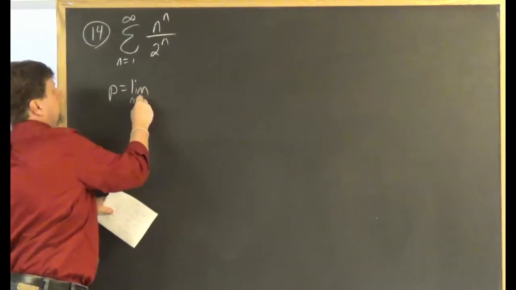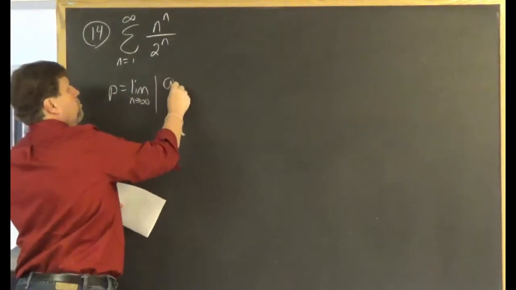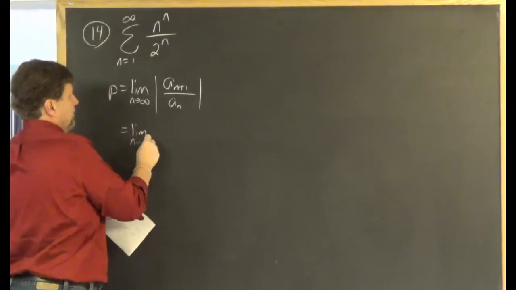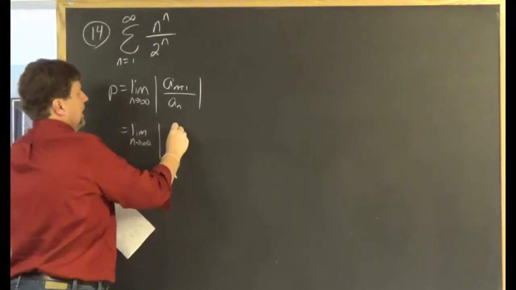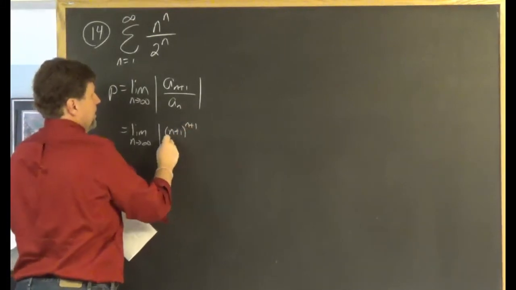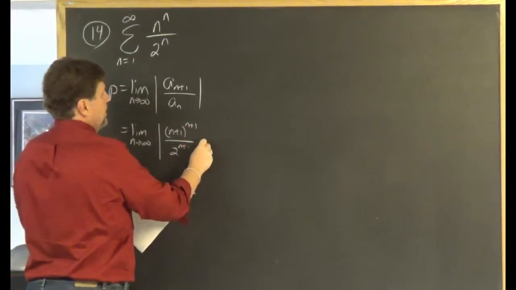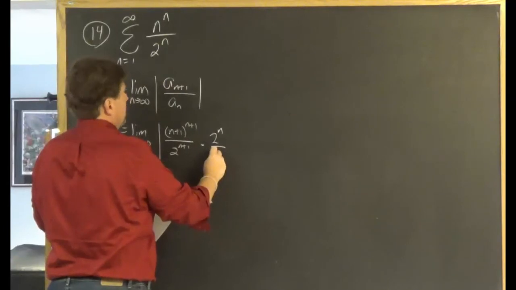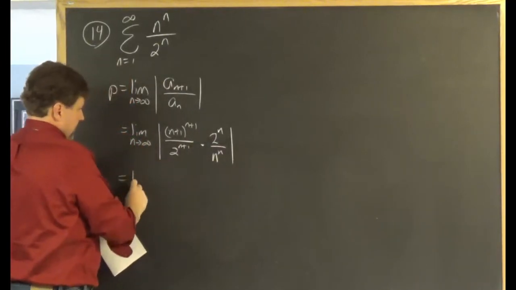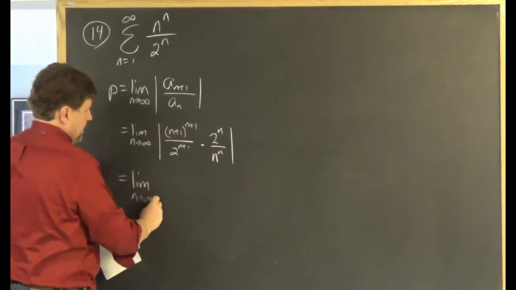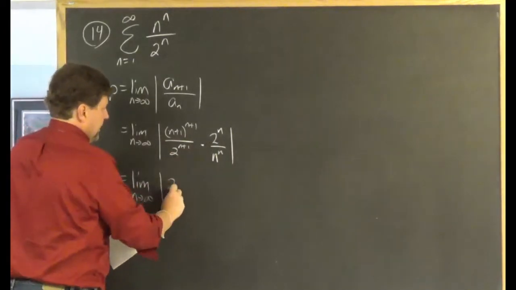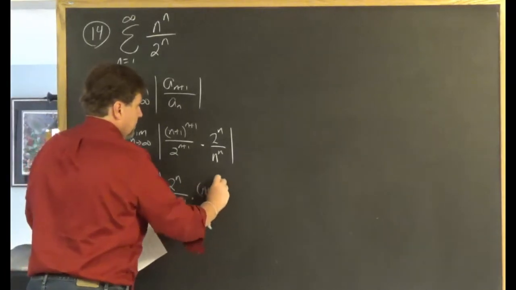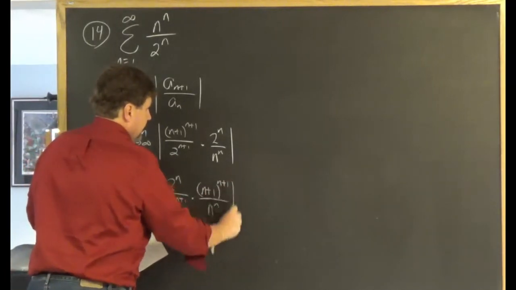You have the limit as n goes to infinity of a sub n plus 1 over a sub n. So that's the limit as n heads off to infinity of n plus 1 to the n plus 1 over 2 to the n plus 1 divided by a sub n, so I multiply by the reciprocal. Then let's get my fractions together that have all the like looking pieces. So 2 to the n over 2 to the n plus 1, and then n plus 1 to the n plus 1 over n to the n.